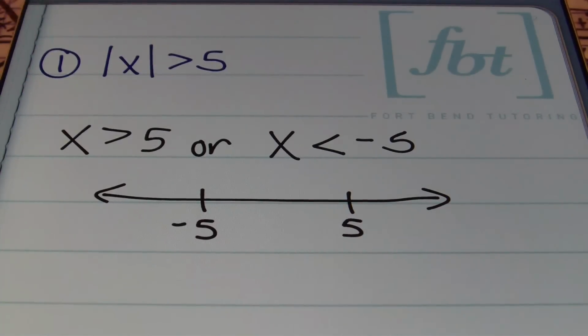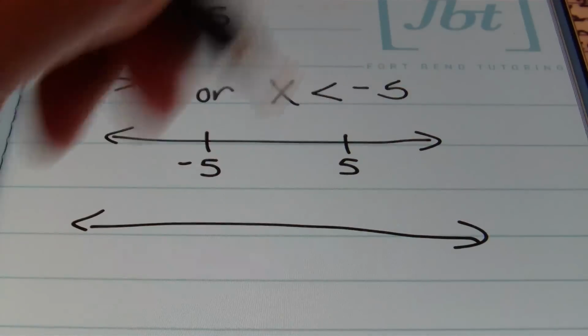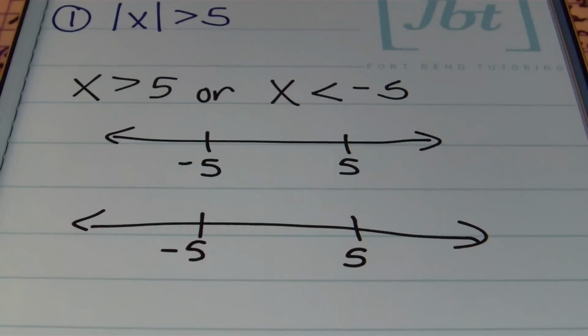So either way will do. In fact, I'll go ahead and show you both. Alright, so let me go ahead and draw another number line here. I'm going to draw another number line so you'll see both versions. And we'll have our negative 5 tick, and we'll have our positive 5 tick.